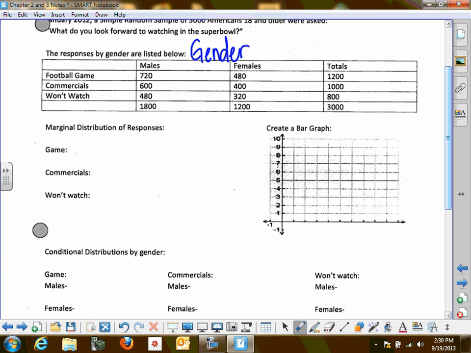And then over here is the interest, what you are interested in watching or not watching on Super Bowl day. So the question is, is your gender affecting or related to the thing that you're interested in watching in the Super Bowl? Okay, so here we go. First thing is I boo-booed, and this should be males and females here.